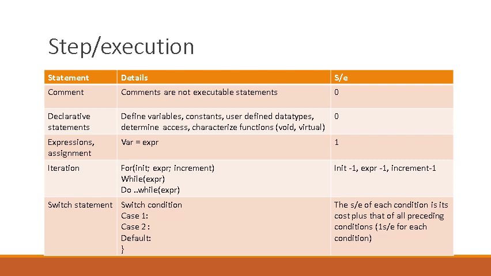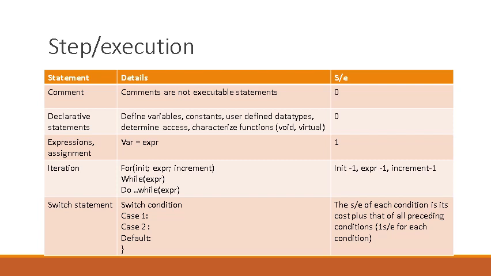Then there are loops, iterative statements, in a program. For a for loop, the initialization is considered 1 step count. The conditional expression, based on which the loop terminates, has a step count of 1. The increment statement has a step count of 1. Then, for whatever statements are written inside, their step execution is considered according to their type. Then there are switch statements.